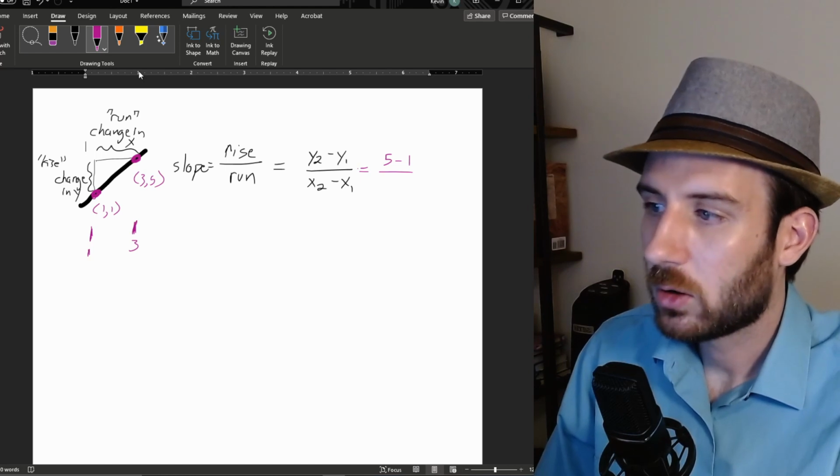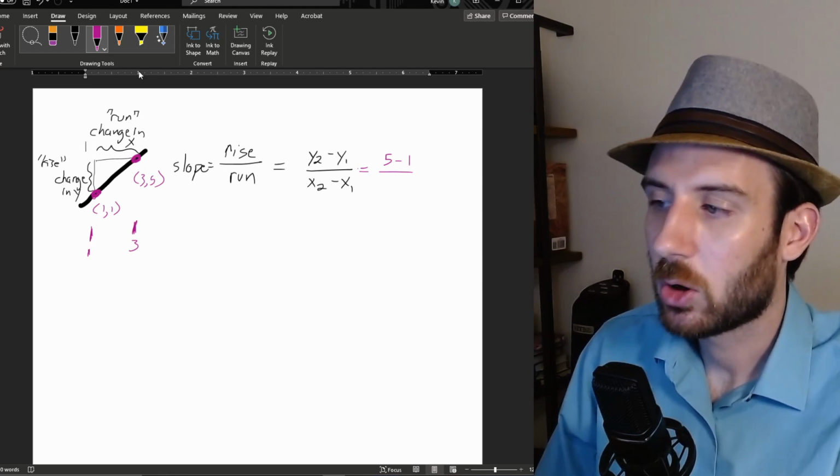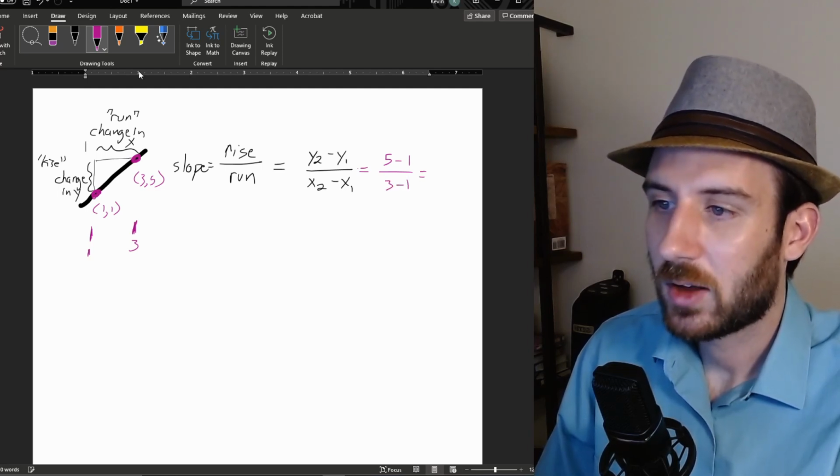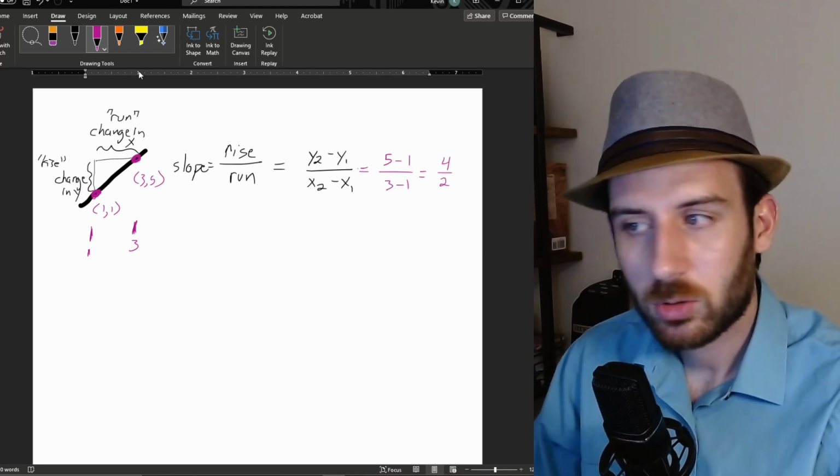And then that would be over the difference in the x values. That's that I'm going from 1 to 3. So I'm going a difference of 3 minus 1. That would get me 5 minus 1 is 4, and 3 minus 1 is 2. So that gets me a ratio of 4 to 2.